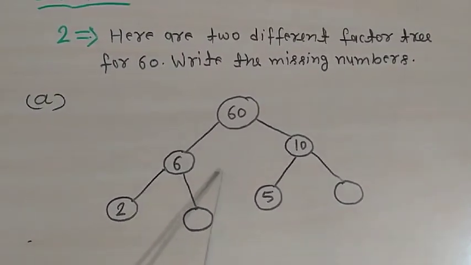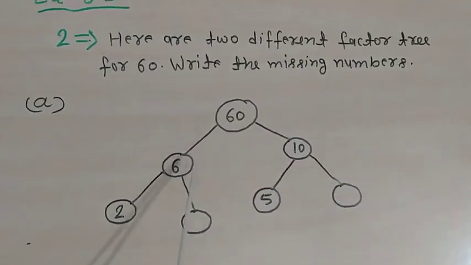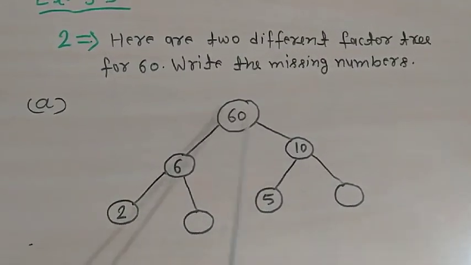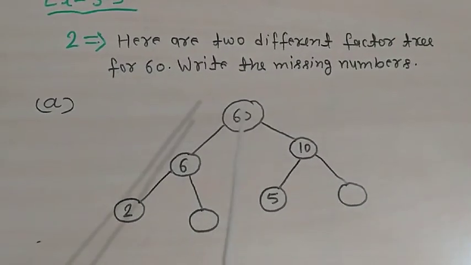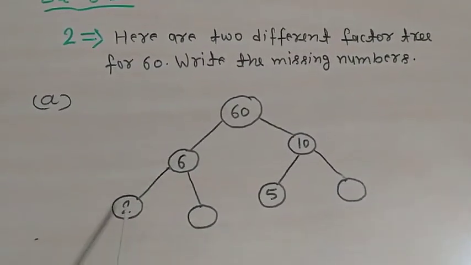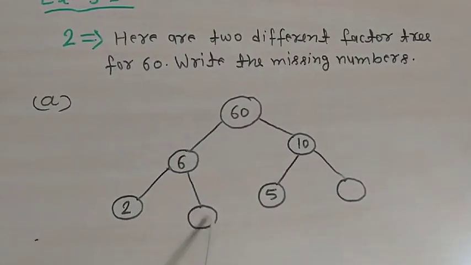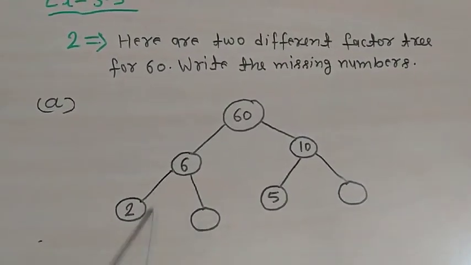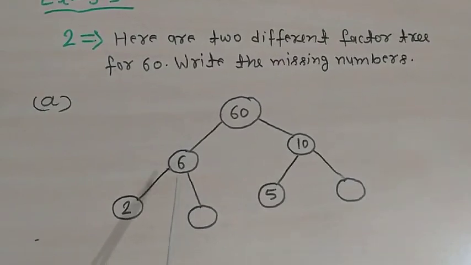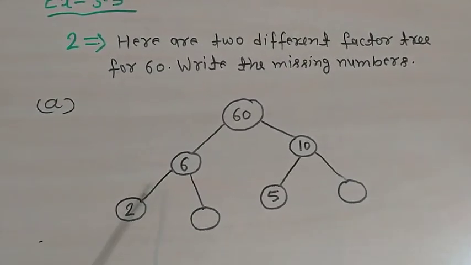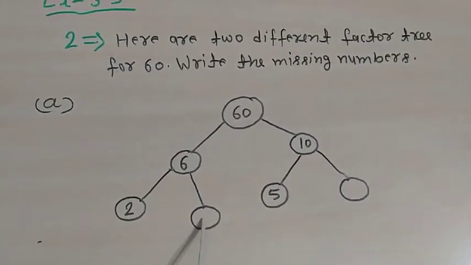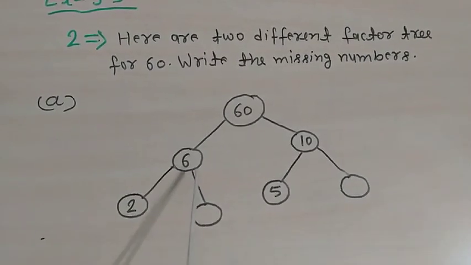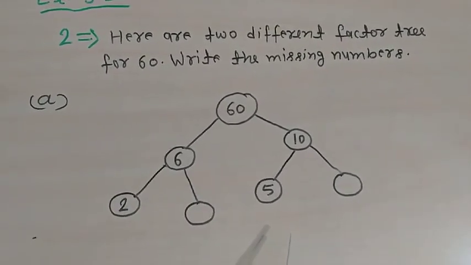See this factor tree carefully. 6 times 10 is 60, which means if you multiply 6 and 10 we obtain 60. Here, 2 and which number do we multiply to obtain 6? For this number you divide 6 by 2, and we obtain 3. So here we write 3. So 3 times 2 is 6. I hope all of you understood.